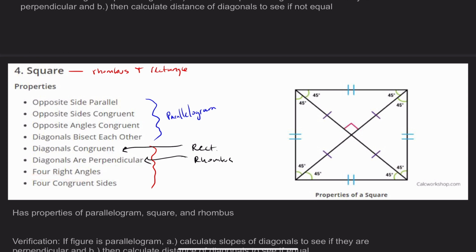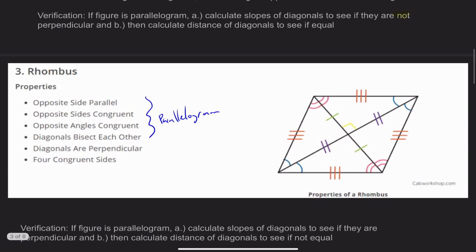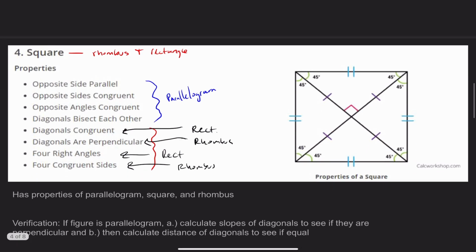Four angles are right, so that came directly from the rectangle. And then we have four congruent sides that came directly from the rhombus. Okay, remember, with the rhombus, all sides are congruent. With the square, all sides are congruent. Okay, so it's coming from these properties. First of all, remember, the square came directly from a parallelogram. Two, it came directly from a rhombus. And three, it came directly from a rectangle. So if you combine everything, you got yourself a square.